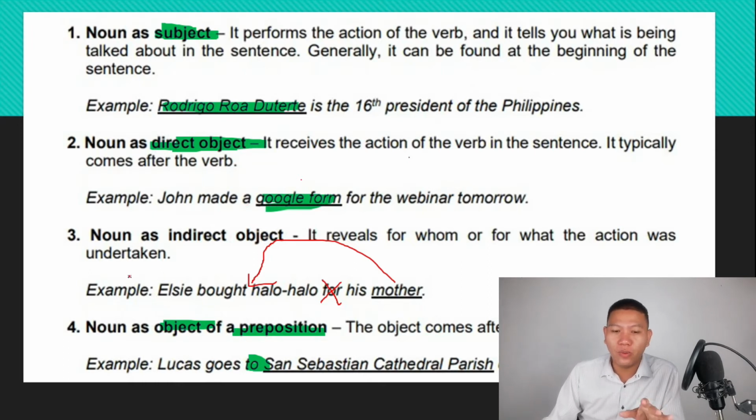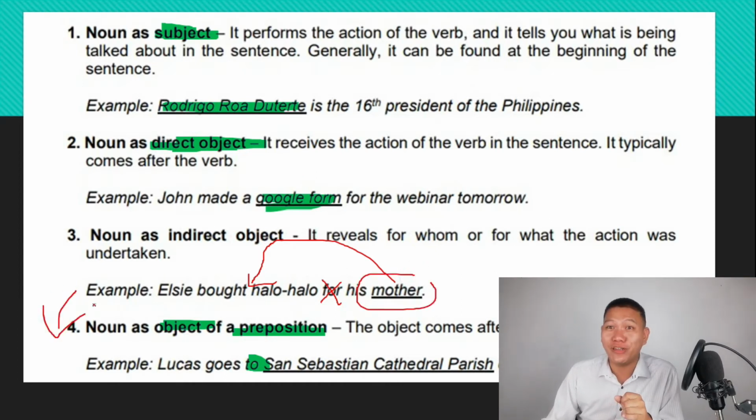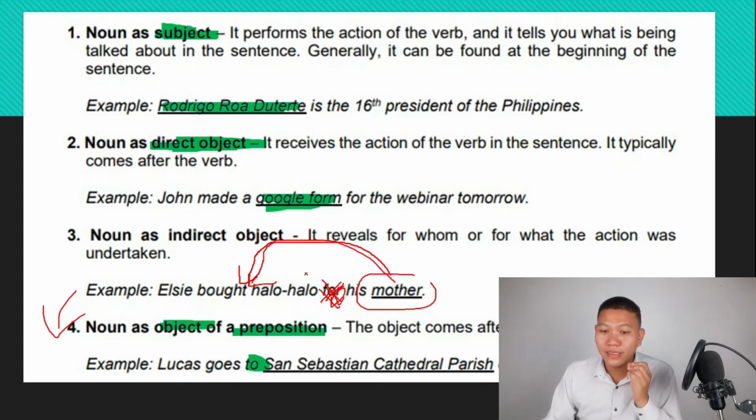The given example was, Elsie bought halo-halo for his mother. This is actually wrong. This is actually an example of the next function, number 4, so I am erasing 4. This one is wrong. Then just transfer his mother after bought. Okay? Elsie is the subject. What is Elsie doing? He bought what? The direct object is halo-halo. He bought halo-halo. Now, for whom is the halo-halo?